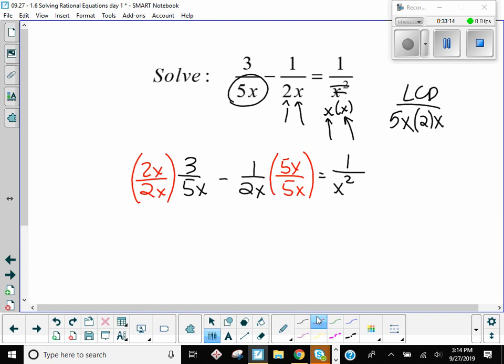Where? From the LCD? You mean here? This one? What about it? So that x is right here. See how I have two x's and a 2 and a 5? And then what is this one missing? 5 and 2, which is 10.